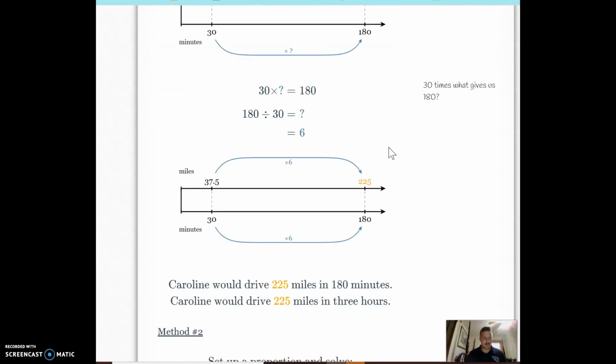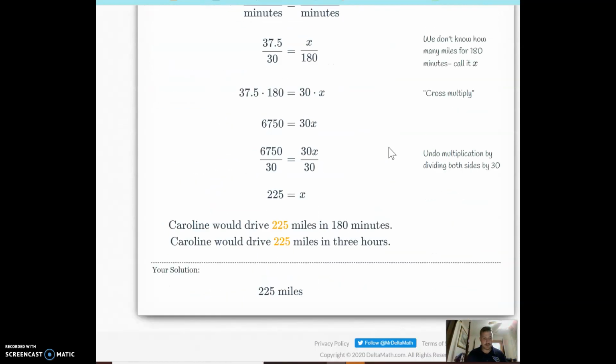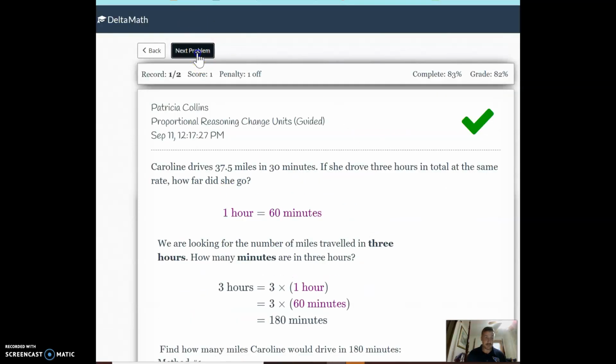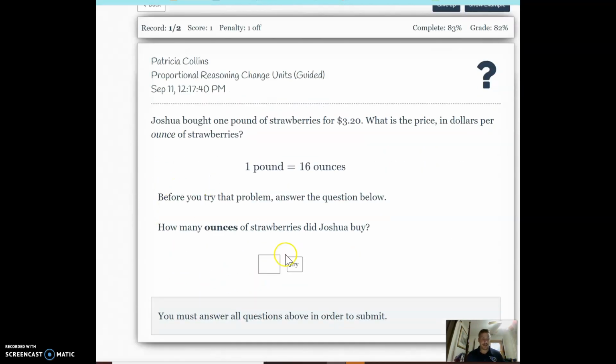Okay. So there's other ways to work it out. We're going to go to the top. Okay. We're going to go to the next problem. Okay. So right here, what you have to do is you have to fill in this little box right here to go to the next thing.